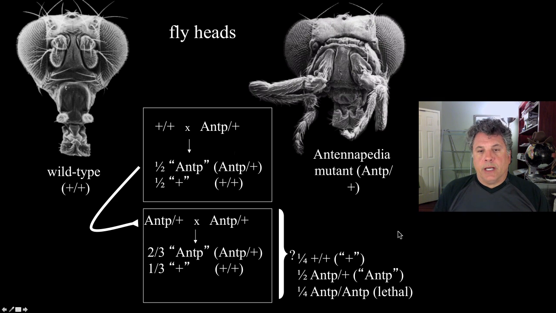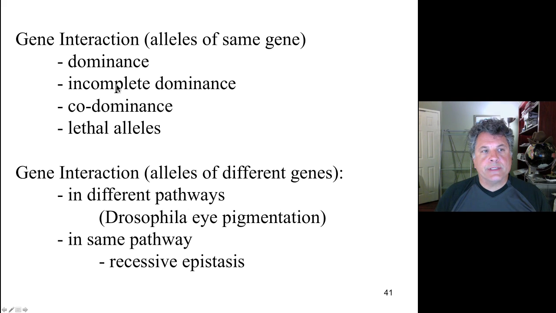All right. Thus far, we've considered gene interaction as considering alleles of the same gene interacting. And we've considered incomplete dominance, codominance, and the existence of lethal alleles, again, as apparent but not real exceptions to Mendelian inheritance. Everything fits nicely once you understand what's going on with these alleles.